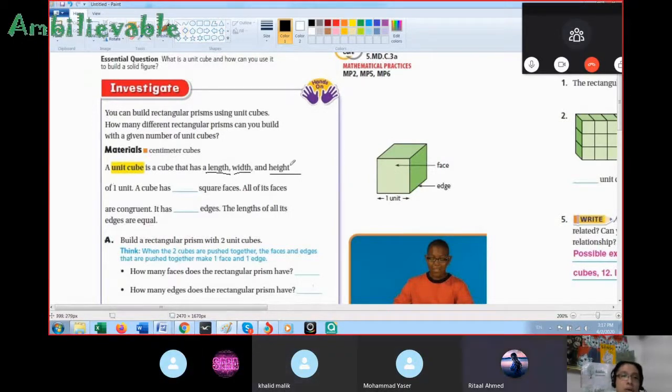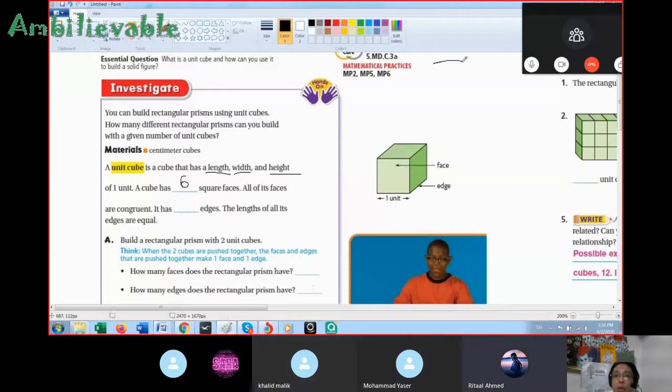Now, height of one unit. A cube has square faces. How many? A cube has how many square faces? Six. Okay, there are six square faces.